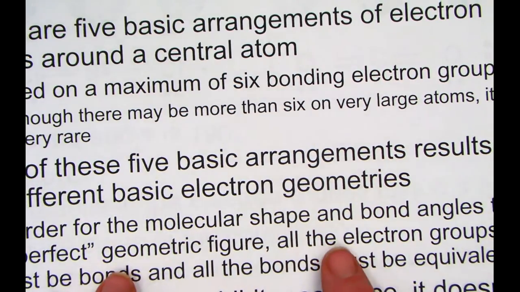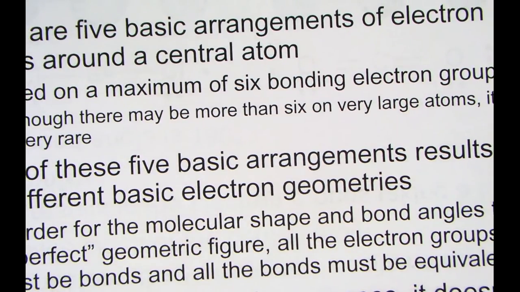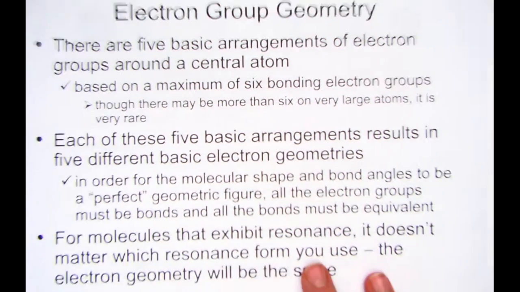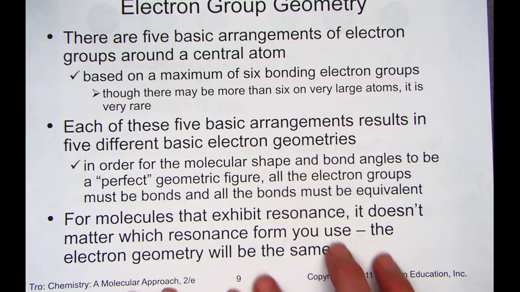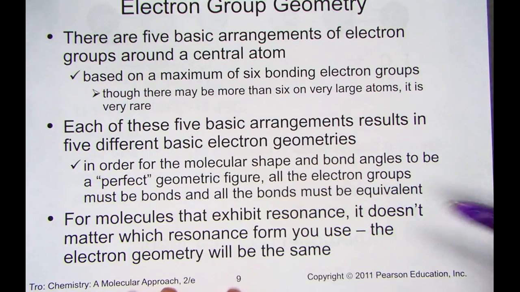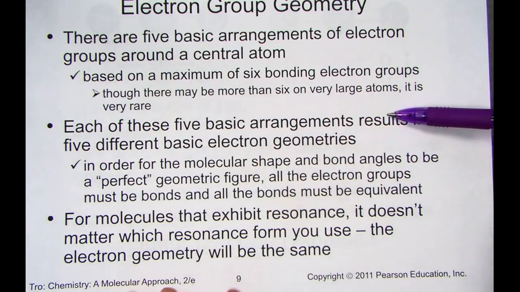In order for the molecular shape and bond angles to be a perfect geometric figure, all of the electron groups must be bonds, and all the bonds must be equivalent. Let me blow that back out here so we can see it all on one slide. Again, we're on slide 9, just reading through, keeping in mind five basic shapes.